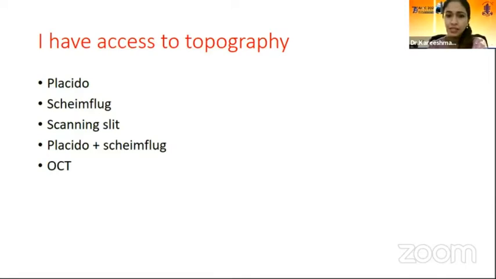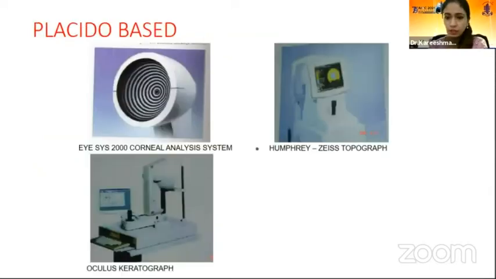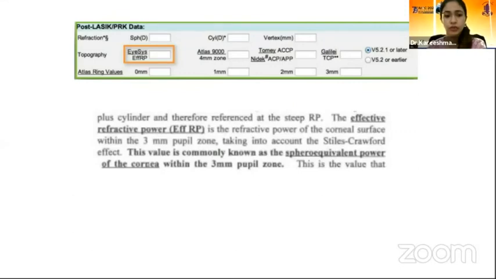So if you have access to topography, no matter what your topography is, starting from Placido to Scheimpflug, scanning slit, OCT, you can just feed in your data. I'm not going to waste too much time on this because Dr. Bindu has also covered a lot of it. So there are different Placido-based machines. Each of your machines will have that particular value.